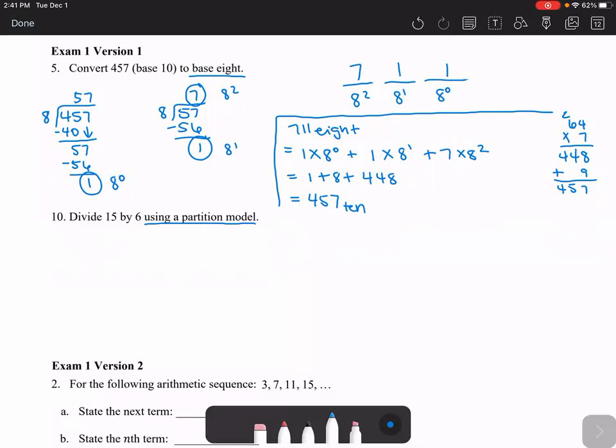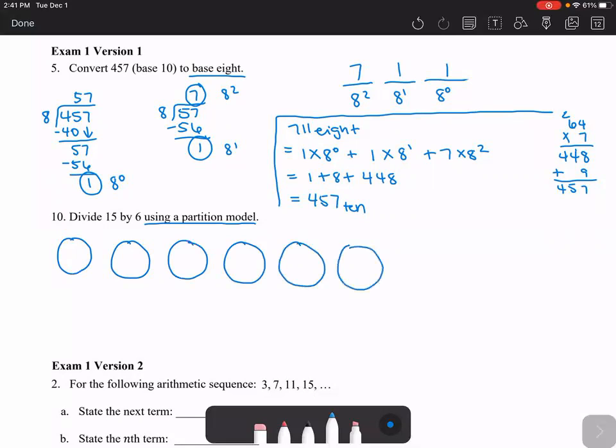Whenever we're using a partition model, in this one we're dividing 15 by 6. So we're dividing 15 things into 6 groups. So we can draw 6 groups. Sorry, this kind of got crooked. It's still kind of crooked, but that's okay. Okay, so we have 6 groups here, and we want to divide 15 evenly among these 6 groups.